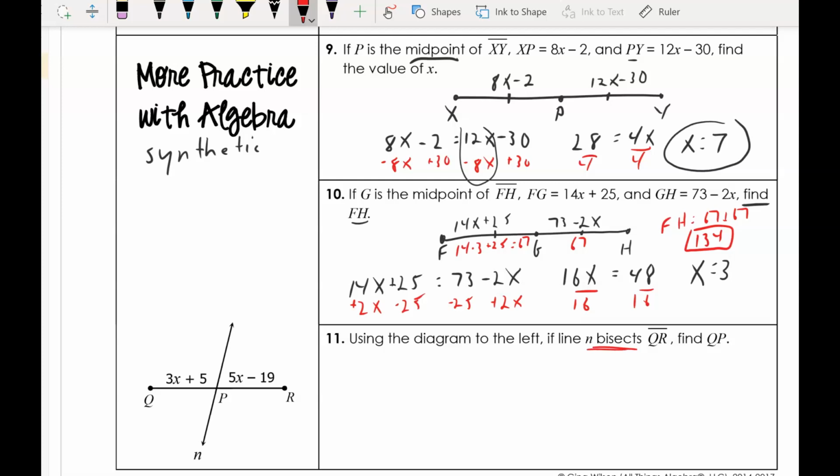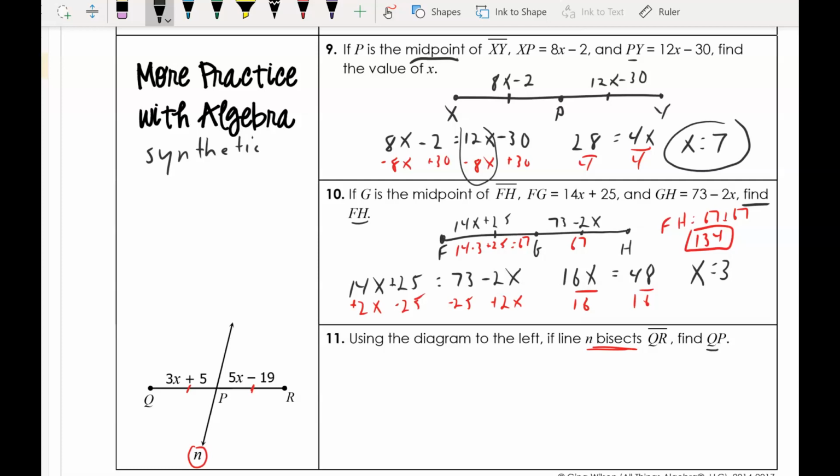Okay, now in this one we're going to use the diagram, and we're going to learn a different word here. We learned this word in the dictionary. The word bisects. Now when something is bisected, it means it's cut right at the middle, right at the midpoint. So that means if this line N bisects the segment QR, that means that these two are equal. And so we're going to do the same exact thing, set these equal, and we're going to eventually find QP.